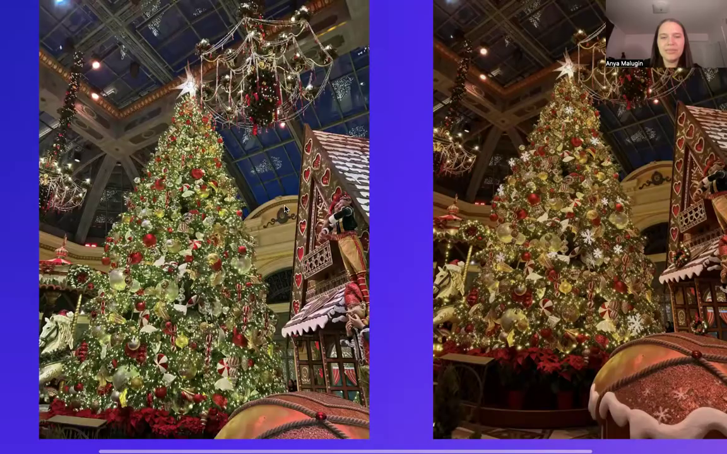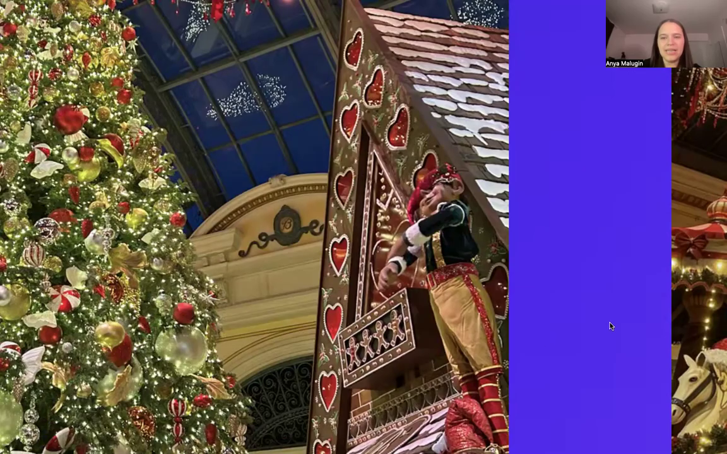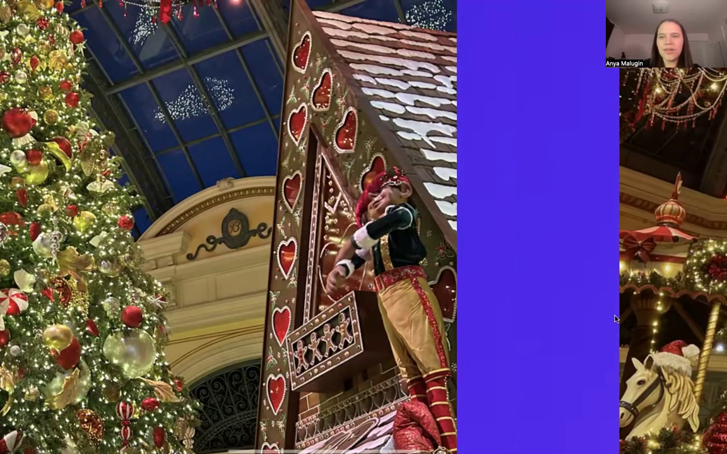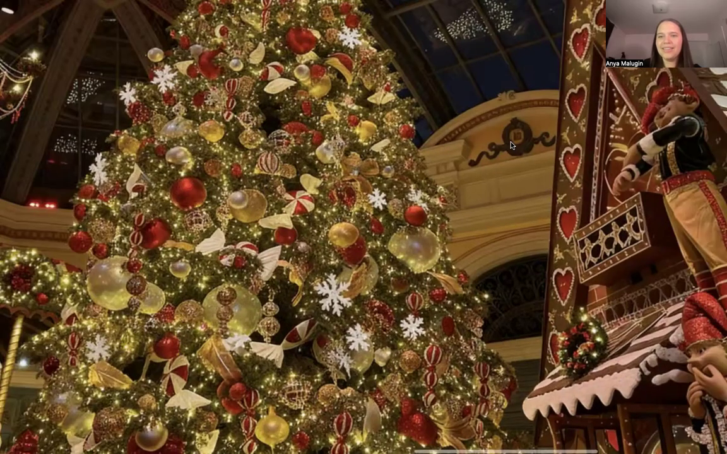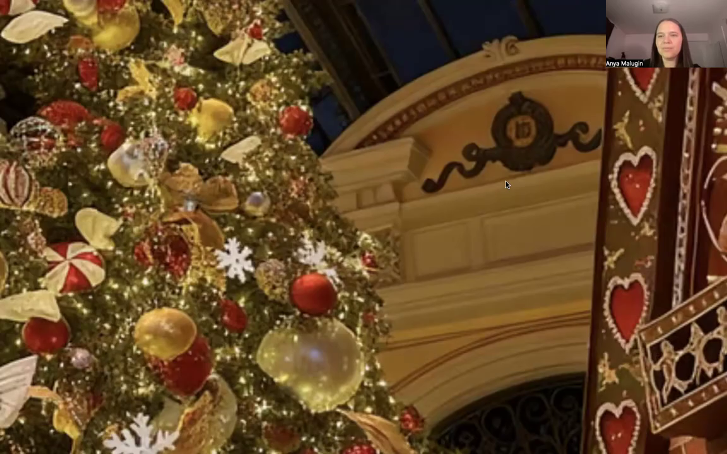And if you zoom in on image A, there is a B here. This was taken in the Bellagio in Vegas. And so if we look over at image B, that B has become very distorted.